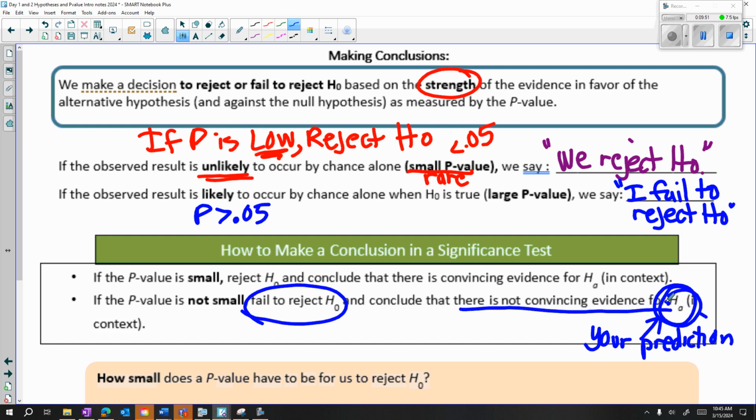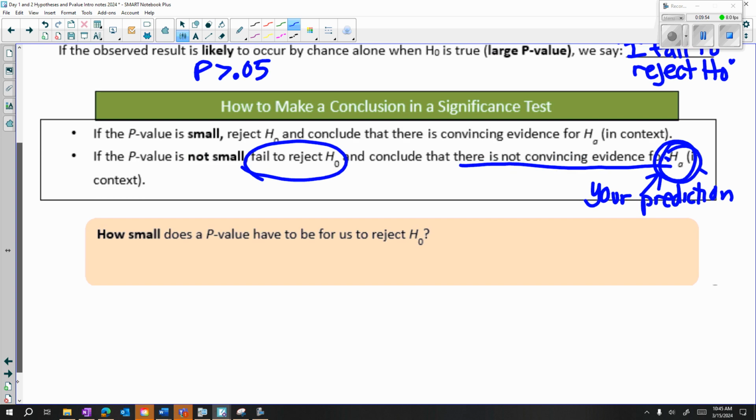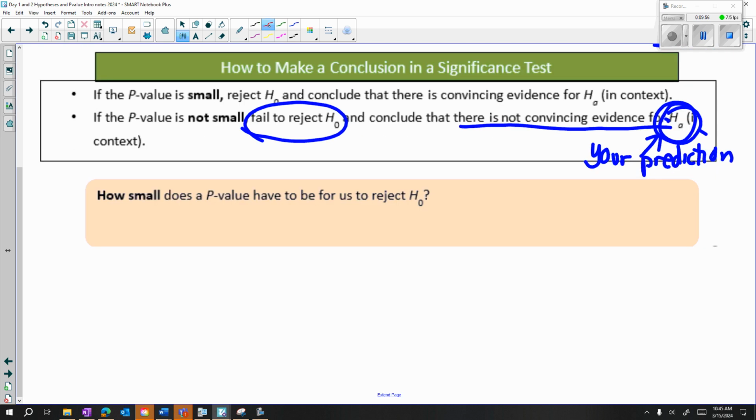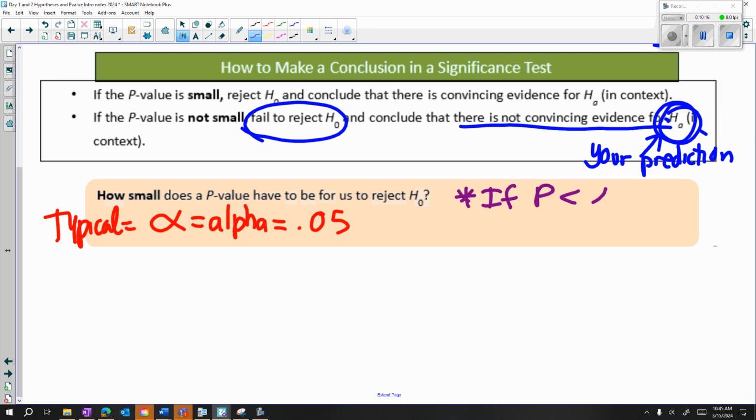Okay, and then how small? Usually the level that we use is 0.05. This level is called alpha. Alpha is denoted by this lowercase Greek letter. The most common alpha level we use is alpha equals 0.05. So again, if P is less than alpha equals 0.05, reject the null. That is really the key of what you want to know. When P is low, reject H0.